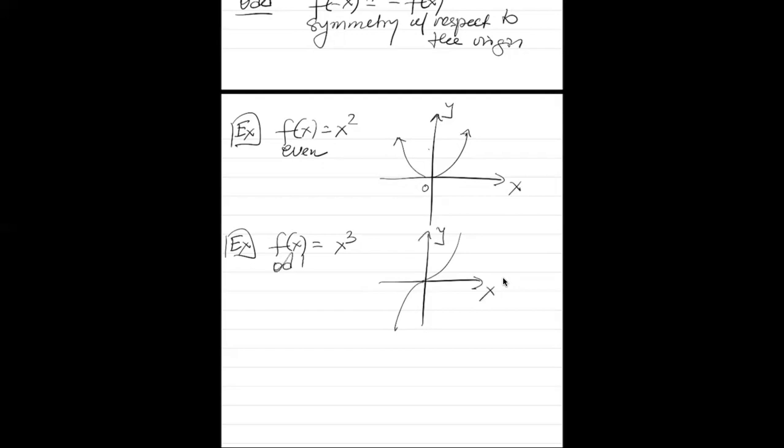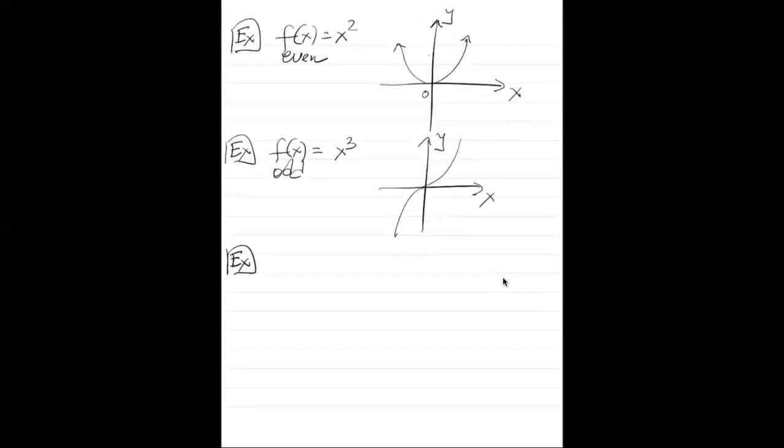Okay, so this is odd. Some more examples for functions that we only know the equation. Even, odd, or neither. Even, odd, or neither. A, f of x equals 5 over 2 minus x squared.